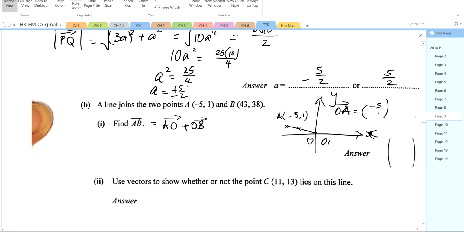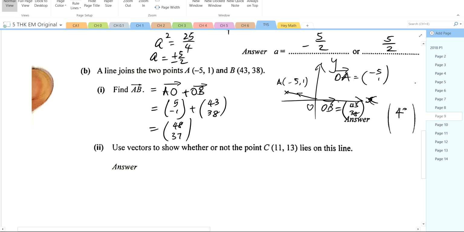Then our OB must be therefore equal to 43 and 38. Agree? Okay, now AO is going to be negative of OA, which gives me 5, negative 1 plus 43, 38. Can? Okay, then we will be able to get the final answer already. So this is 48 and 37. So answer 48 and 37.